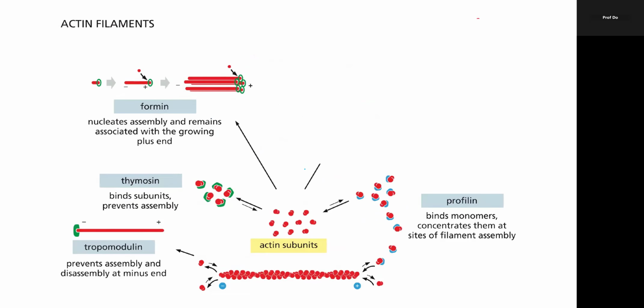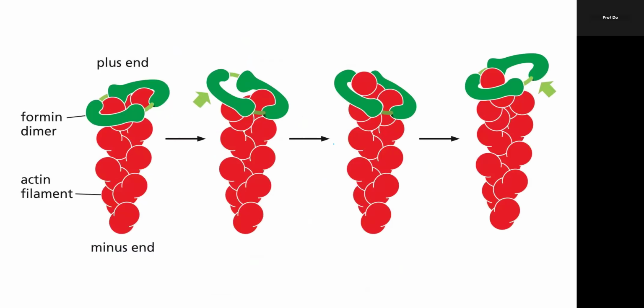So I'm not going to go over this slide because we just went over it right here. So let's go a little bit further. And we can see that formin right here is a dimeric molecule. And we can see that the actin filament is growing faster on the plus end.